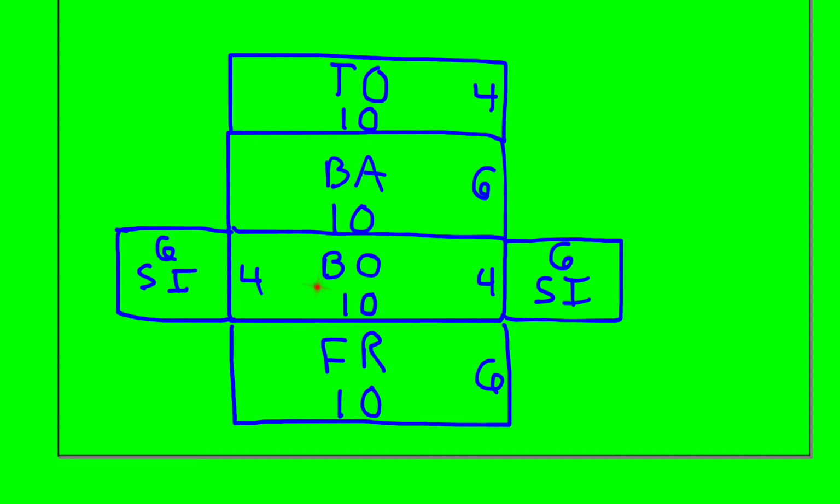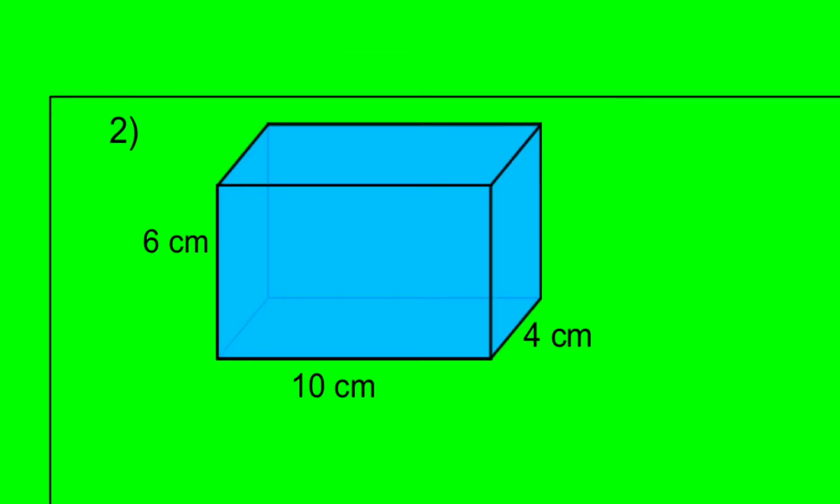You have a bottom 10 by 4, that's the same as the top 10 by 4. You have a front 10 by 6, that's the same as the back 10 by 6. And you have 2 sides that are 6 by 4. And that's the net, the 2-dimensional net of this 3-dimensional rectangular prism.